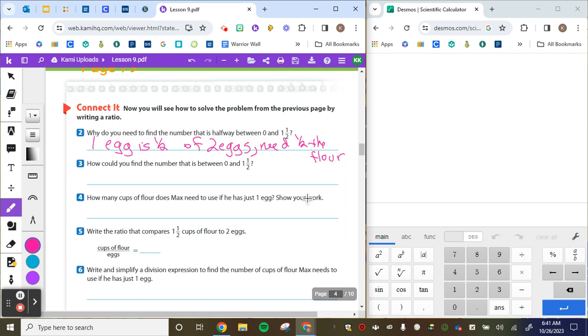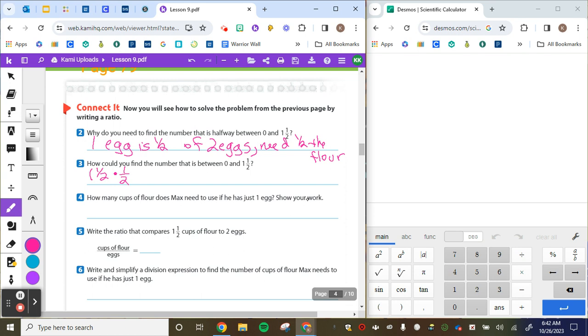So our question says, how can you find the number that is halfway between 0 and 1 and 1/2? We're going to talk about 2 ways to do that. The easiest way is to think that, well, we need half of the flour. Of means multiplication. So since we need half of the flour, we can do 1 and 1/2 times 1/2. Now, good news is that you are going to get a calculator for this. If you didn't get a calculator, you would have to turn that into an improper fraction to multiply.